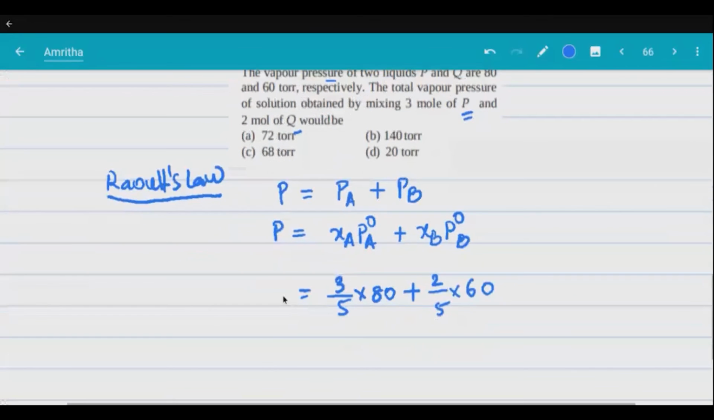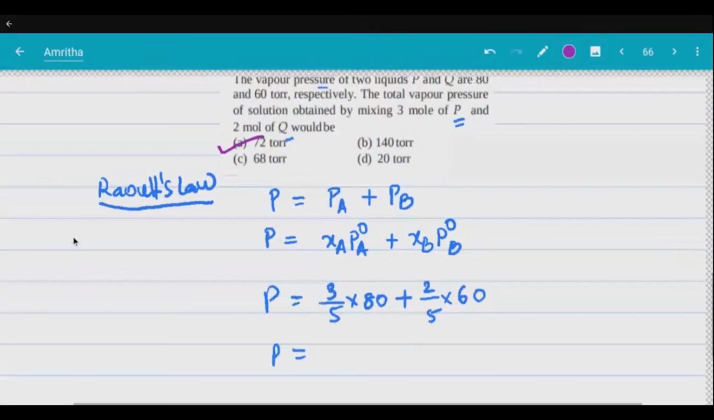So what is the answer here? What is the correct option? 72 torr. Are you getting this? Calculation you can do. Understood, right? Very simple. Mole fraction into its pure pressure. Very simple substitution.